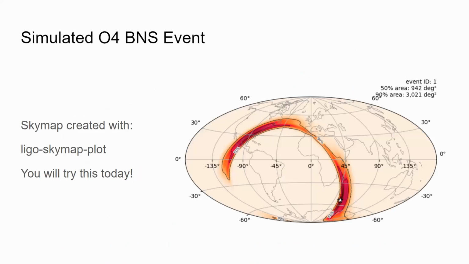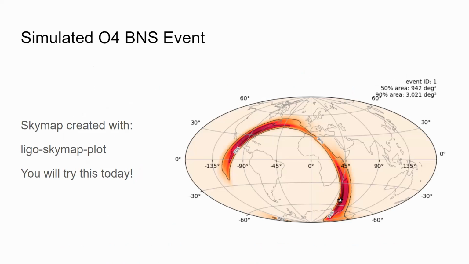And so here's an example of a simulated O4 BNS event. And this is essentially what you'll be working with today. So this was created with the ligo.skymap.plot, which you'll try today. And in this case, we're simulating an injection. So you can think about it as we create an event, so we know where it actually is localized. You can actually plot, for example, this is where the actual event is, and this is the sky map that we would see corresponding to that.